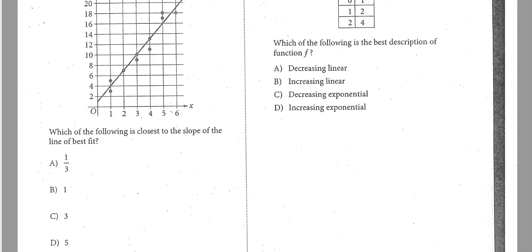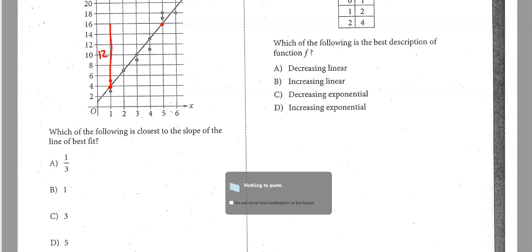So I'm going to pick a couple points on the line. I like to pick the numbers that are nice and clean. So it looks like (1, 4) is on there. And there's another point right here that looks pretty good. That's (5, 16). So it looks like we're going up from 4 to 16.